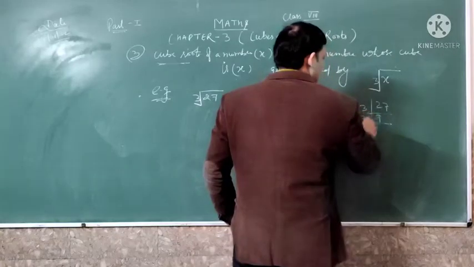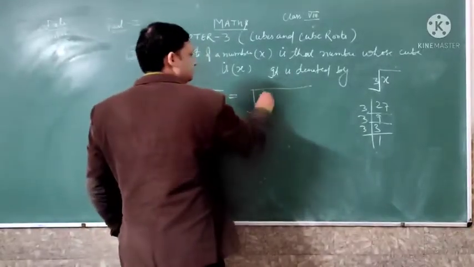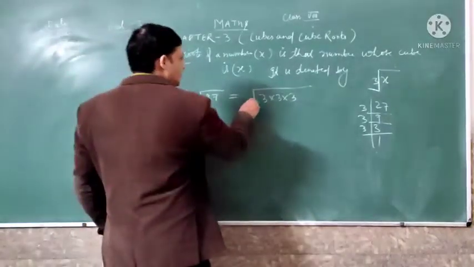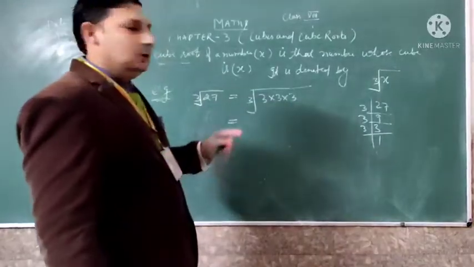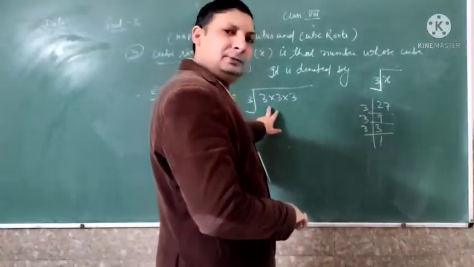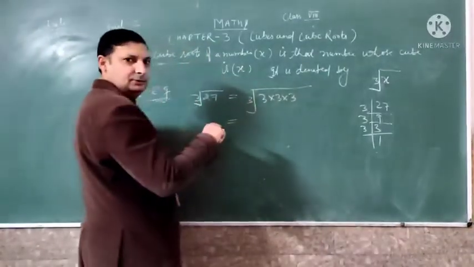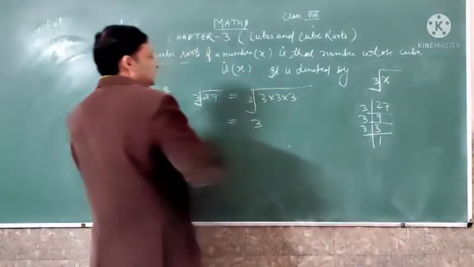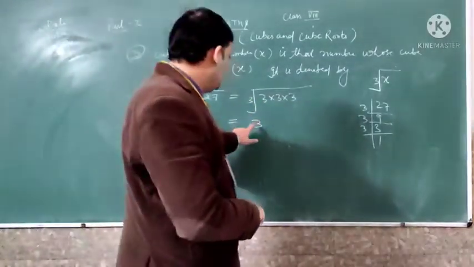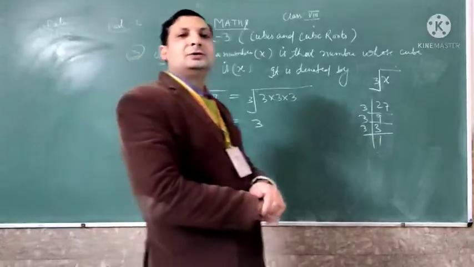3 9 is 27, 3 3 is 9, 3 is 3. So what will I write? I will write 3 times 3 times 3, and here cube root. In the cube root, what will we do? We will make groups of 3 same numbers. I have made a group of 3 numbers. Now when I write one number outside the cube root, that is the cube root of 27. From the group of triplet, when we write one number without the sign of cube root, that is the cube root.